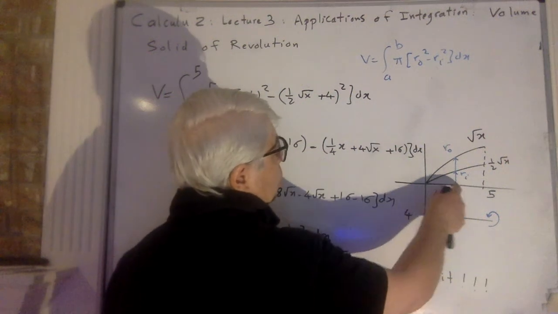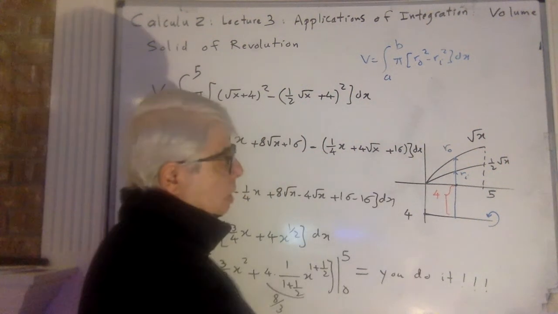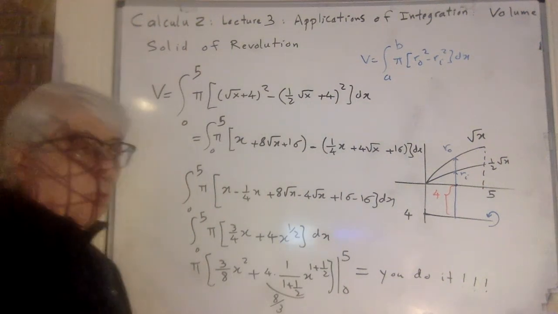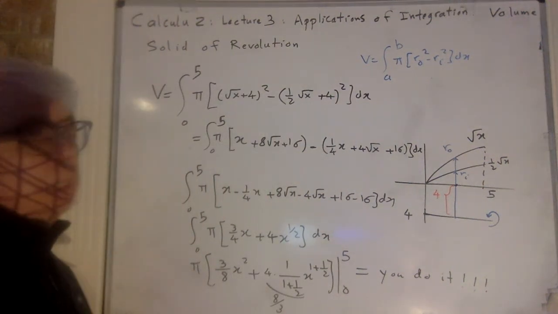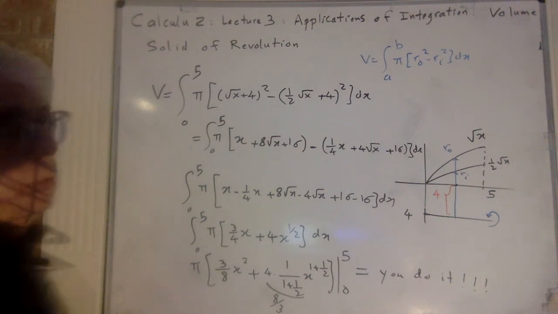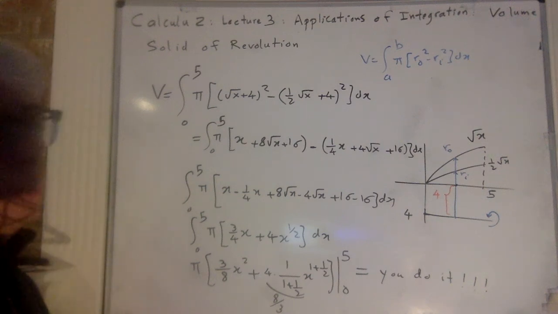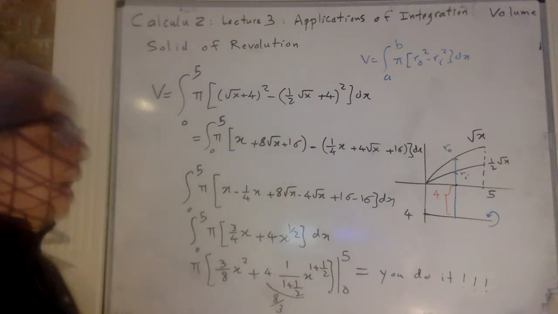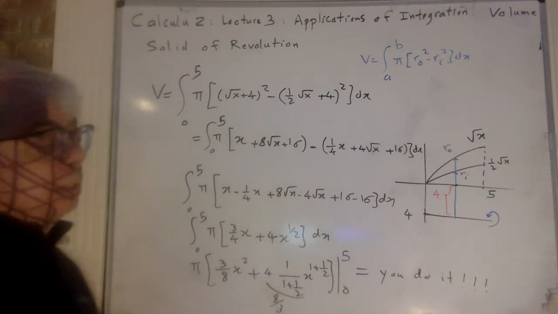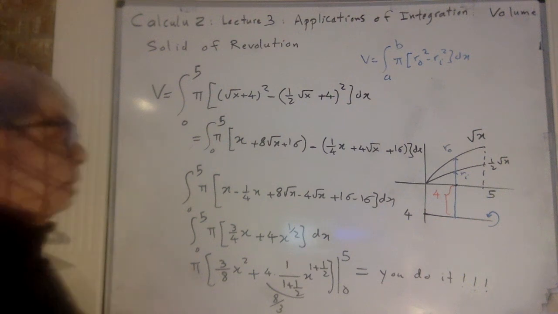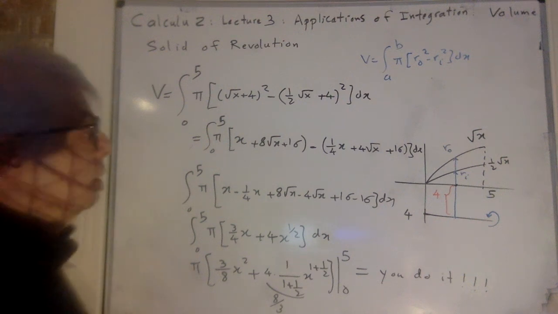And don't forget, this RO and RI are related to f(x) and g(x) only if it is revolved about the x-axis. Otherwise, they are f(x), g(x), plus or minus some number. Or if it's revolving about the y-axis or an axis parallel to the y-axis, then again you have to add or subtract, depending on where that axis is.